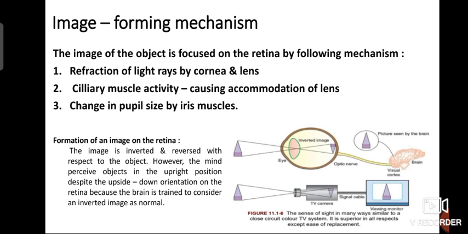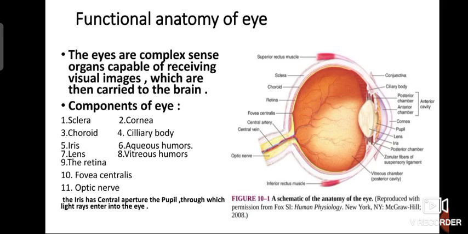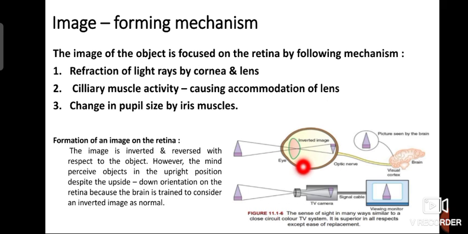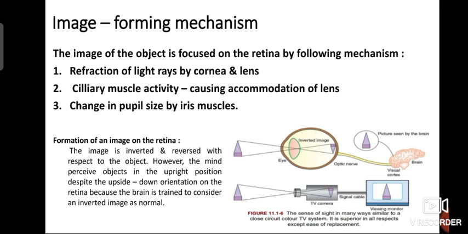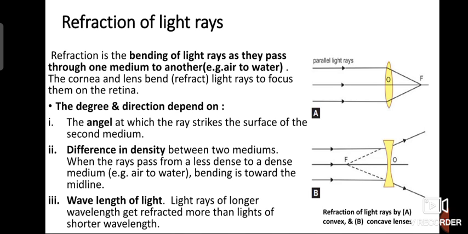What happens in the camera: the object is present and the light rays go inside the camera, and inside the camera the image is inverted. As we see, the image is inverted inside the camera, and the signal is carried to the visual monitor where the image is seen as normal, as real as the object.